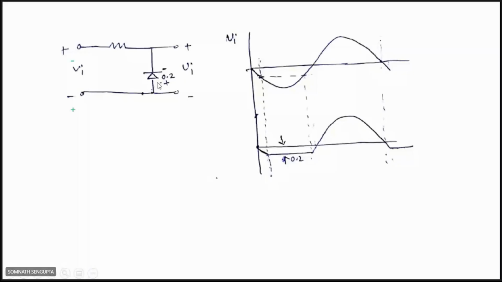The condition is when the voltage at the cathode terminal would be more than at the anode terminal. And when will this situation occur? When this terminal will have positive voltage during the negative cycle of the input. So during the negative cycle of the input, this cathode will have positive potential.